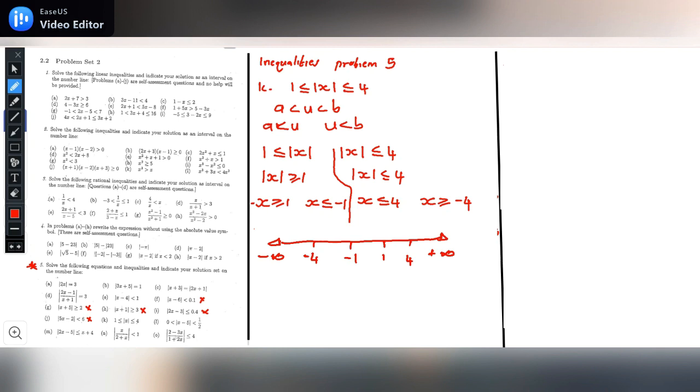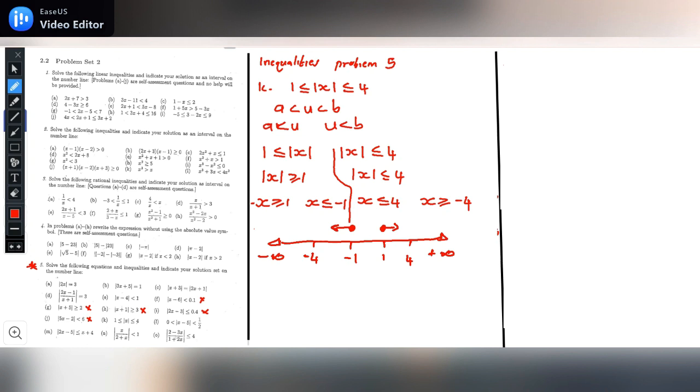So now, let's start with x is greater than or equal to 1. Here it is, and it's a closed interval. Where does this go, greater than? It means it has to go to this side, right? Therefore, x is less than or equal to negative 1. Where is it? Here it is. It's a closed interval, and it's less than, so it has to go to the negative side, right?